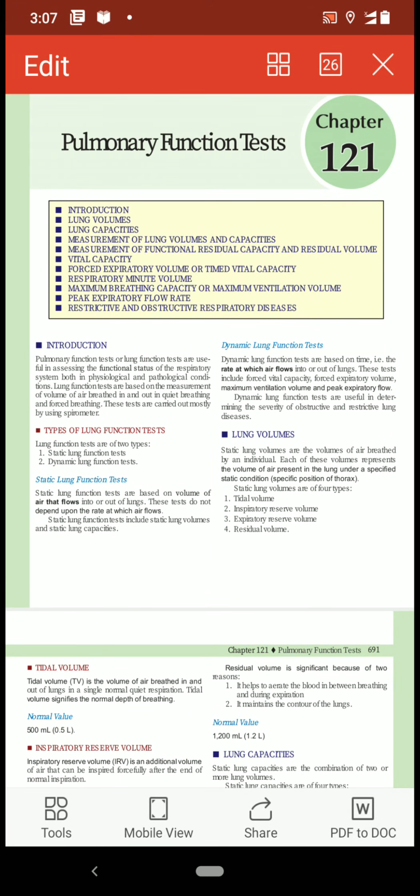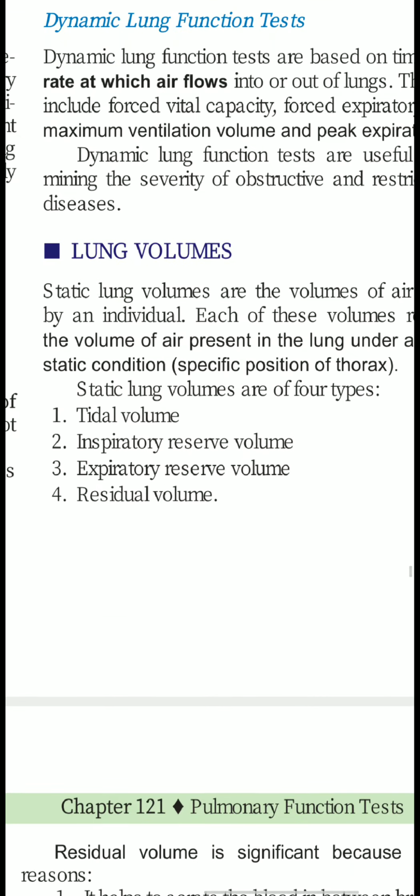Static lung function tests are based on the volumes of the air breathed by an individual. Static lung function tests include lung volumes and lung capacities. First we will study about the lung volumes. Lung volume means the volume of air which is entering inside the lung in one particular or a specific position of thorax, for example, in normal condition or in forceful inspiration, forceful expiration. So these are different at a different position of thorax. What is the volume of air which is present in the lung?